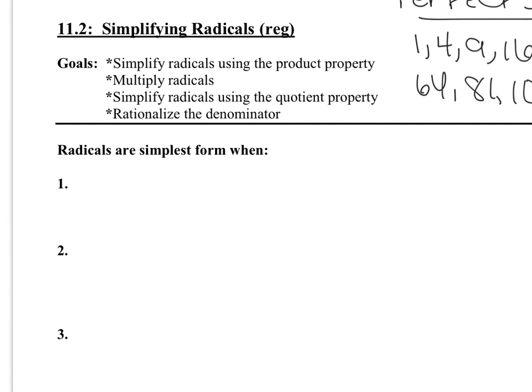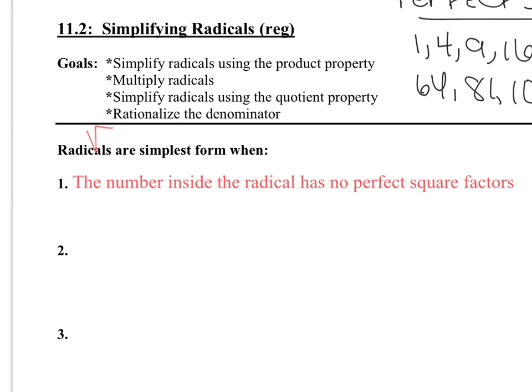The first thing for radicals, and radical is a synonym for a square root, by the way: radicals are in simplest form when the number inside the radical has no perfect square factors. What that means is when we have a square root, if a perfect square can divide the number inside, then it's not in simplest form. If a perfect square can't divide this number, then it will be in simplest form. Think about a fraction for a second. The fraction 2/4 is not in simplest form, because you can divide top and bottom by 2, making it 1/2.